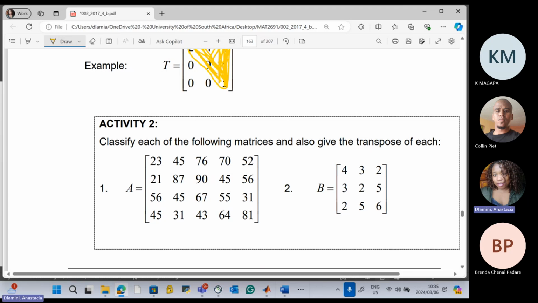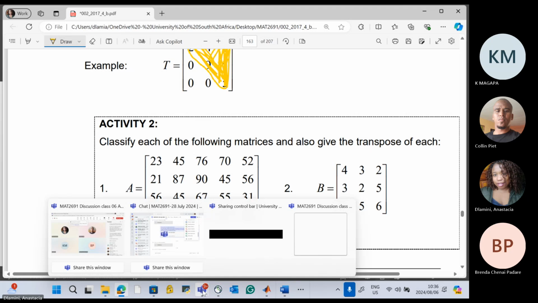What can you say about matrix A? When you classify it, what can you say about matrix A? Guys, we're supposed to classify this matrix. Hello? Are you guys here? What can we say about matrix A?